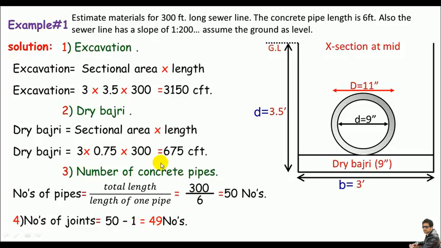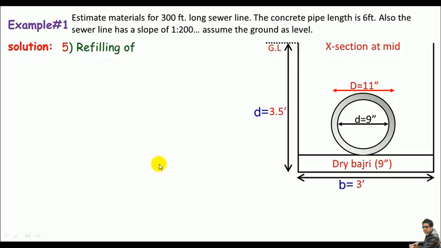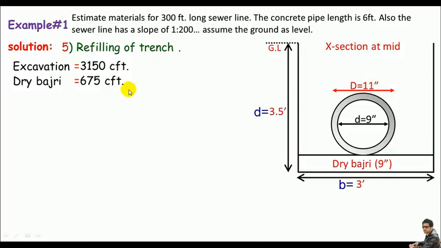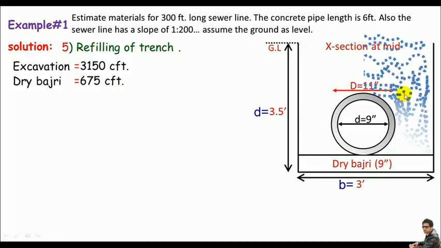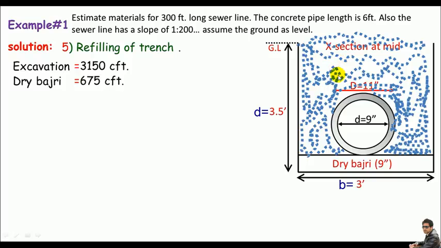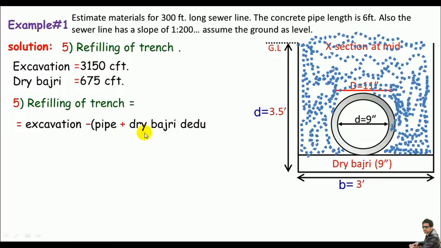And finally, the refilling of the trench is required. Remember, the excavation is known, and the dry brickwork volume is also known. So what's the total refilling? Just look at all these blue dots, which represent the refilling of the trench. I'll deduct the volume of pipe and the volume of dry brickwork from the total excavation. So the refilling of the trench is the total excavation minus the pipe plus the dry brickwork deduction.